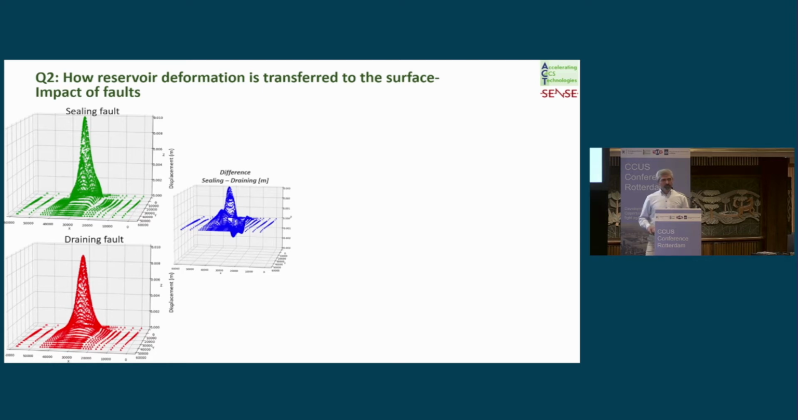Now, if you have a fault system, how does it affect the uplift? Or if you measure uplift, can you say something about faults? Here is a case with a sealing fault, tight. Here is the case with a leaking or permeable fault. And the difference in uplift is in a range that we claim you can measure at surface or at sea bottom.